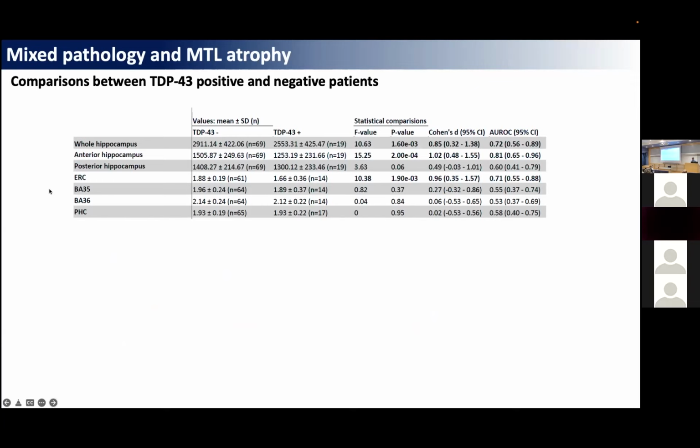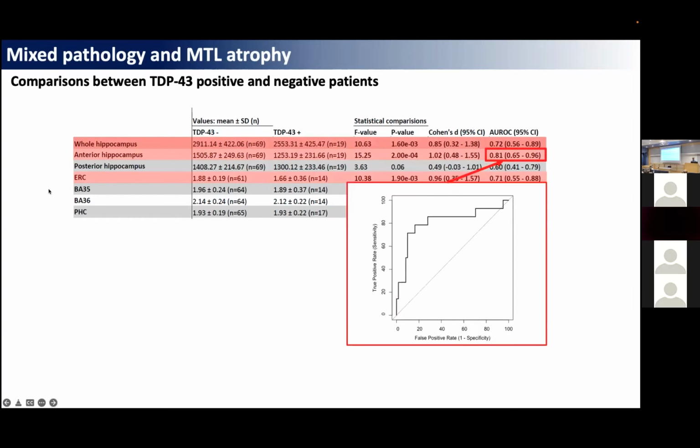Then we compared patients with and without TDP, and we found that those with additional TDP pathology had smaller hippocampus, smaller volume for the entorhinal, anterior hippocampus, and thinner entorhinal cortex. We also found a pretty good AUC for the anterior hippocampus to discriminate the patients with and without TDP pathology, which is very nice since we don't have a biomarker now. So using a specific structural measure might be a good target to try to discriminate these populations.